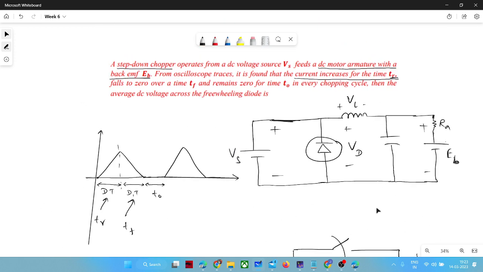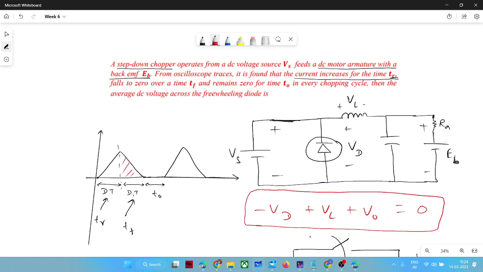Now, when the switch is off and the current is falling, VD will be equal to VD plus VL, this is your KVL equation. But for applying the KVL, you should think that when this diode is conducting, and we assume it ideal unless mentioned, the voltage across the diode should be zero, because it is conducting. So during this fall time TF, VD will be equal to 0.